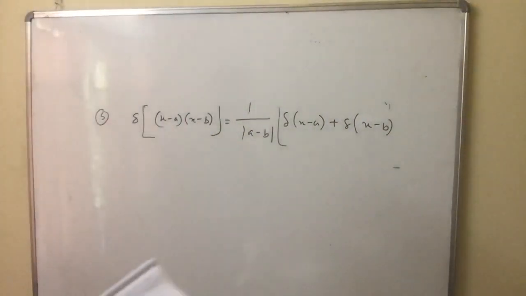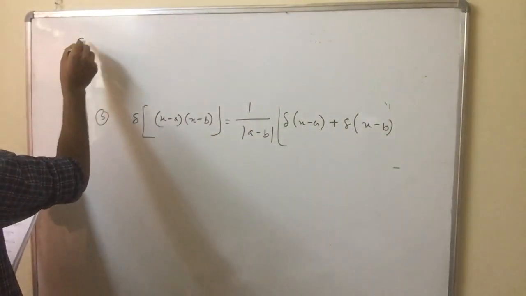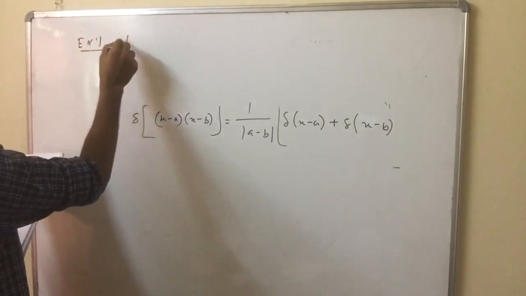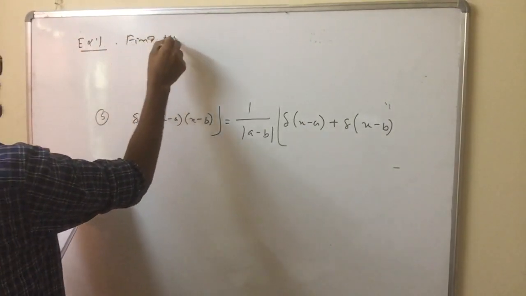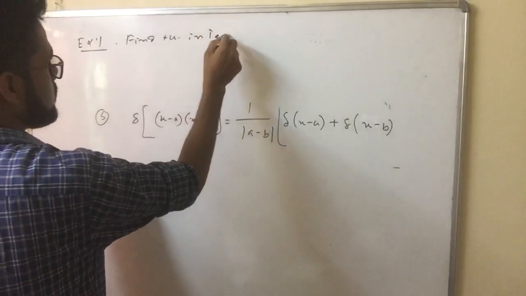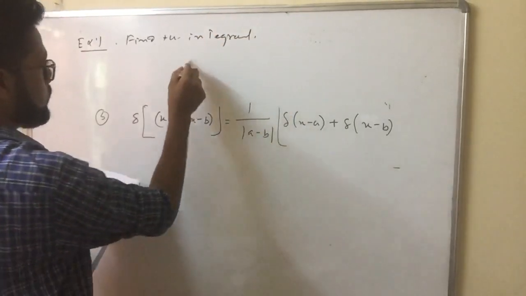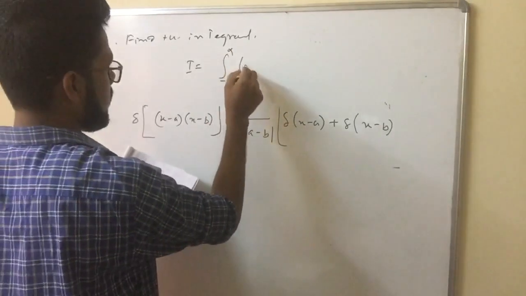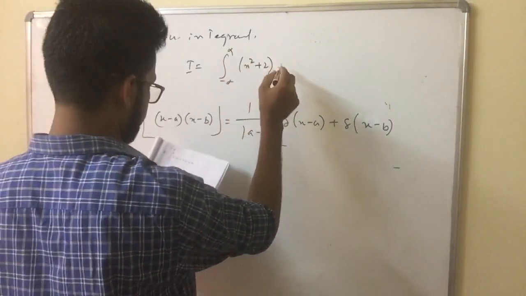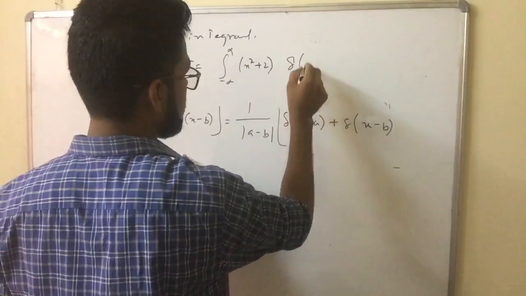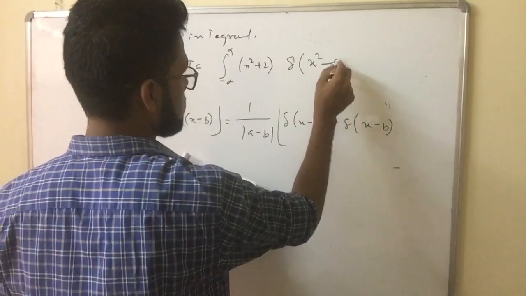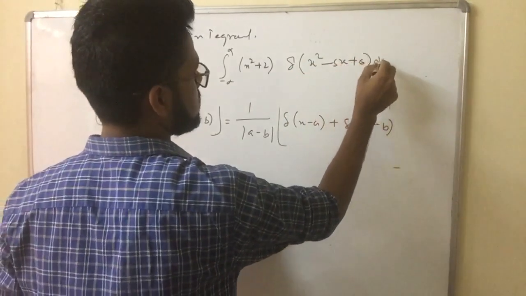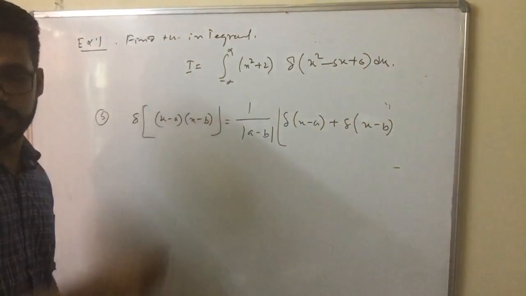One question comes in the NET exam. Exercise 1: find the integral. I equals the integral from minus infinity to infinity of (x square plus 2) delta(x square minus 5x plus 6) dx. Find the integral. This question comes in the NET exam.